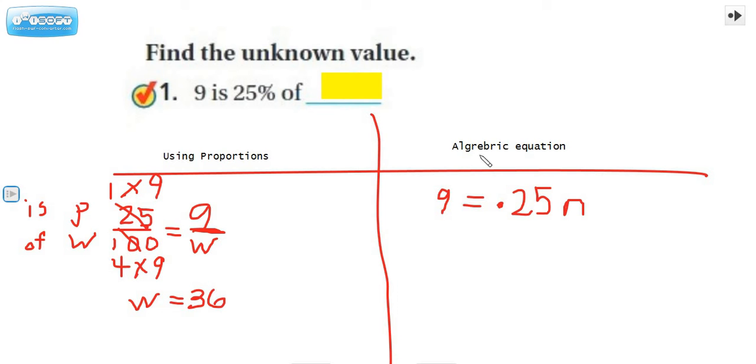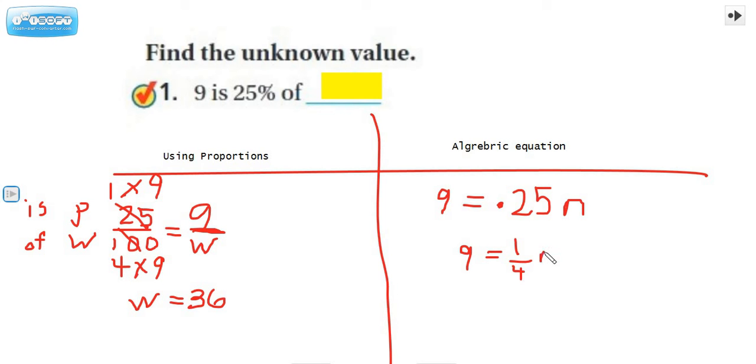Alright, now if we explore the idea of writing an algebraic equation, which is another option, it's not my favorite just because I think it has more computation involved. But if we rethink this as 9, and then is would convert to an equal sign, and convert this to your favorite equivalent, either a decimal, or you could write it as 25 over 100 if you prefer, or even 1/4 if you wanted to. And then of means multiply. So let's say we like the idea of a decimal, it might look like that. Let's say we like the idea of the fraction. It would look like this.